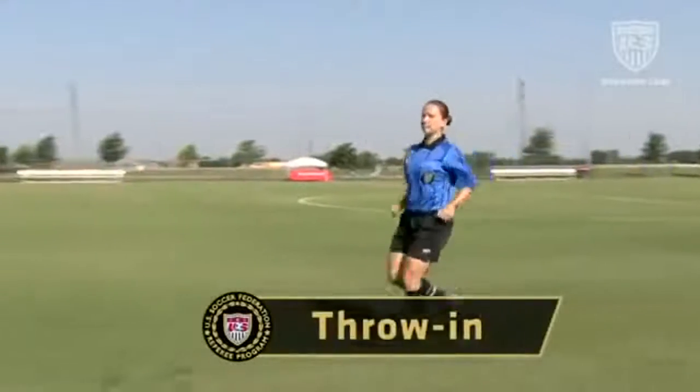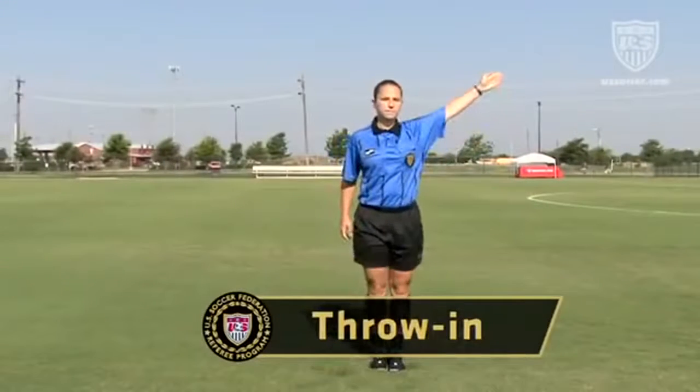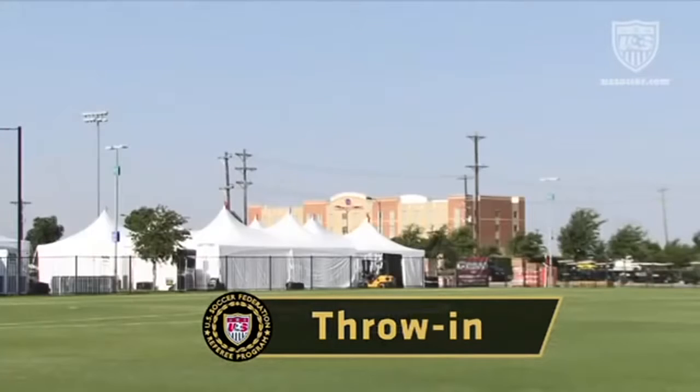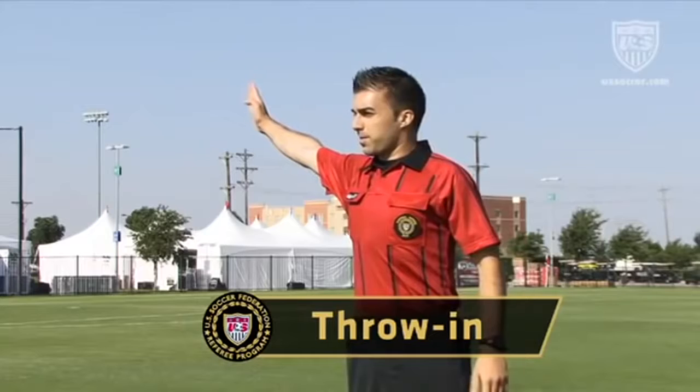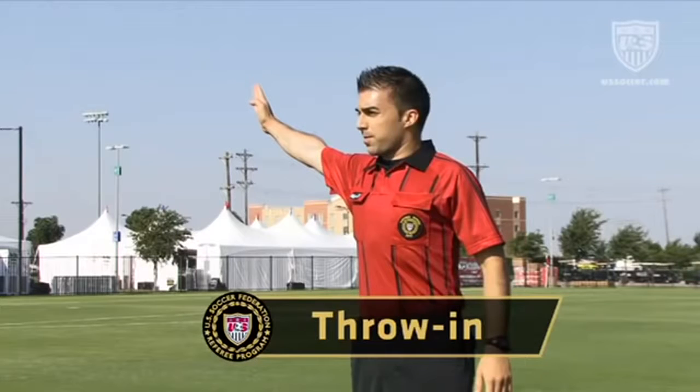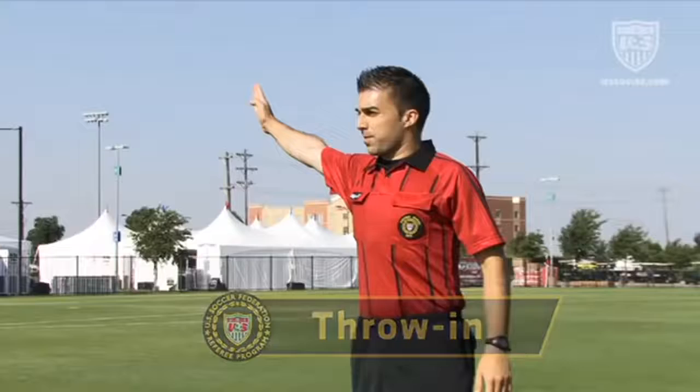Signal for a throw-in is given while facing the touchline where the throw-in will occur. The arm is raised and extended at a 45-degree angle with the fingers held together. The signal should indicate which team has been awarded the throw-in, so the referee's arm should point in the direction of the goal that team is attacking. Once possession of the ball for the restart is established and understood by the players, the referee's arm is lowered.